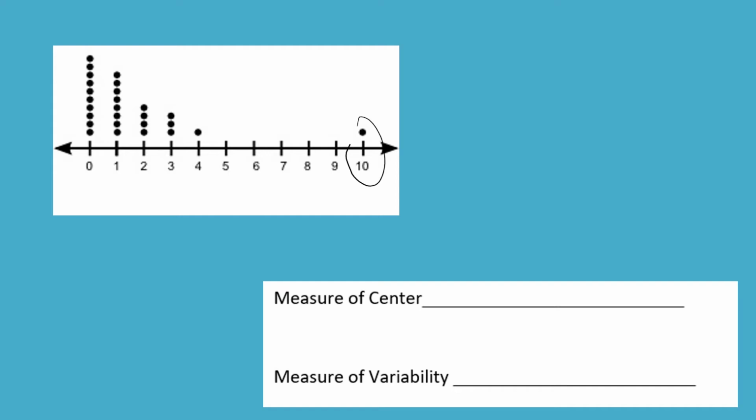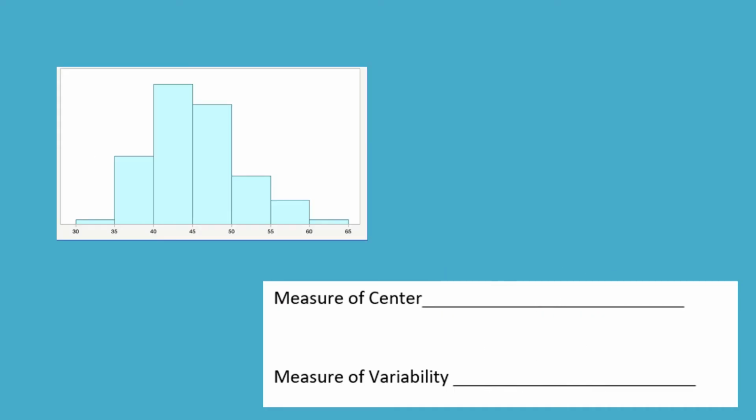This one has an outlier. So what's your guess? What do you think it's going to be? I hope you got median because you're right. Because it's got an outlier, it's going to be median. And then with median, we always do interquartile range.